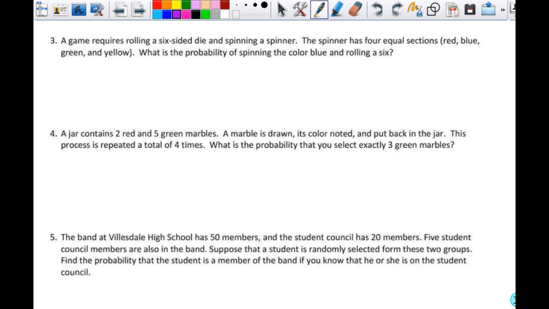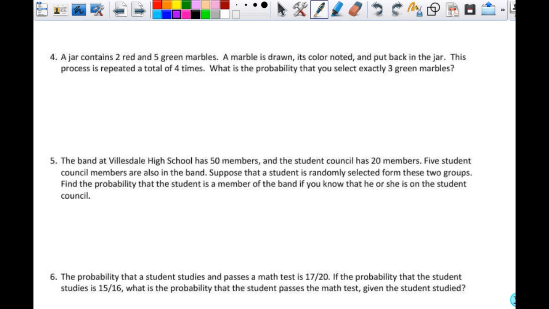Okay, so I'm going to start with number 4. A jar contains 2 red and 5 green marbles. A marble is drawn, its color noted, and put back into the jar. This process is repeated a total of 4 times. What is the probability that you select exactly 3 green marbles?